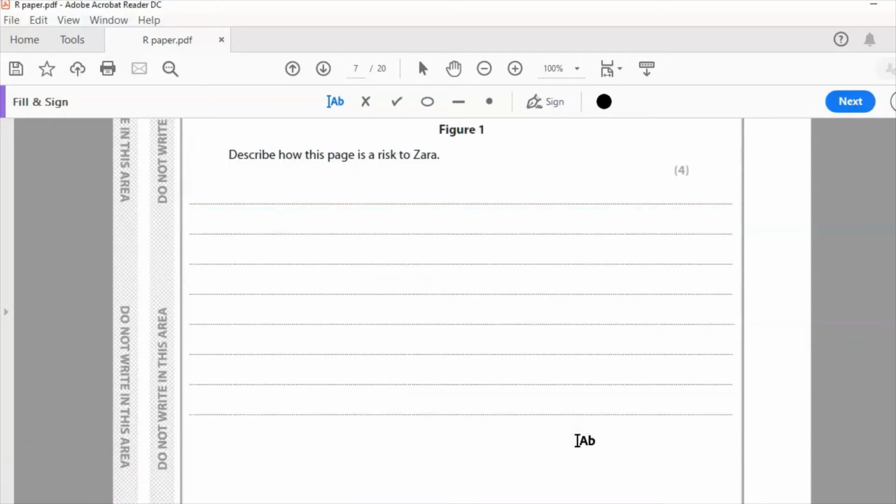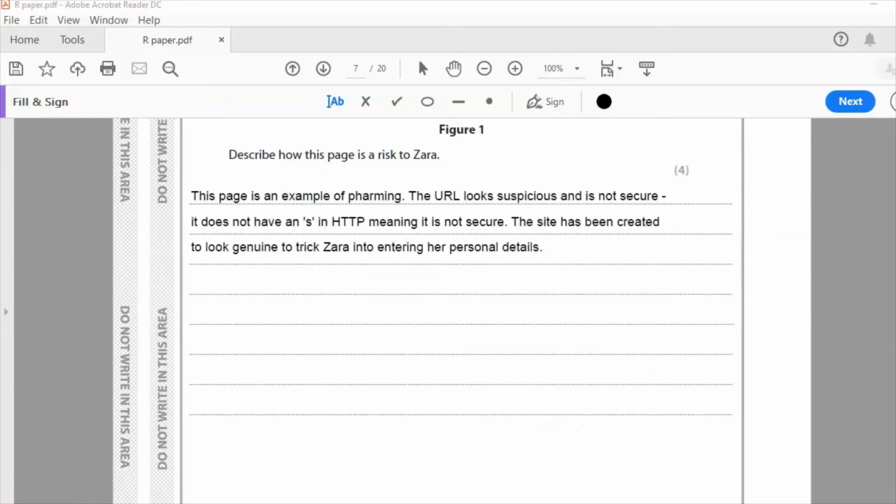So to answer this question, describe how this page is a risk to Zara. So here's the answer. The page is an example of what's called pharming. The URL looks suspicious and is not secure. It doesn't have an S in the HTTP, meaning it's not secure. The site's been created to look genuine, to trick Zara into entering personal details. Without going into too much detail there, that's all that's needed. These people just want her personal details, her email address for her PayPal account and her password.